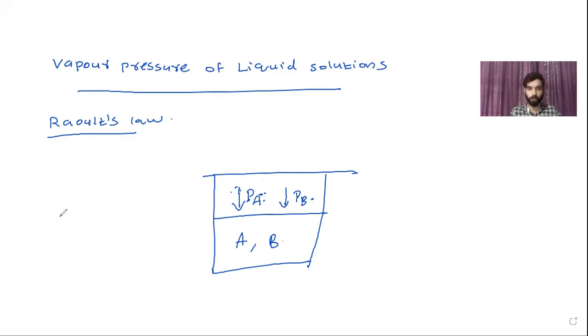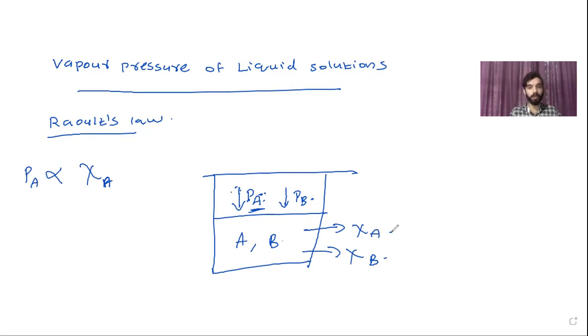So here, for component A, the partial vapor pressure of A is directly proportional to its mole fraction in the solution. Mole fraction, we already studied in this chapter. It is the number of moles of A divided by the total number of moles in the solution. Hope you know that. So the partial vapor pressure of A is directly proportional to the mole fraction of A in the solution. What is the mole fraction of B in the solution? That is chi of B. Chi of A and chi of B are the mole fractions of A and B.